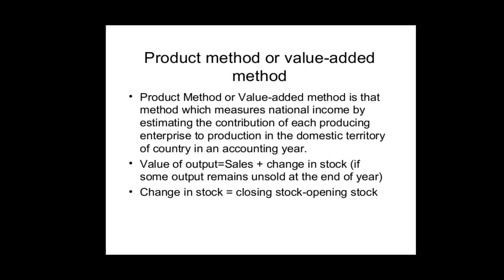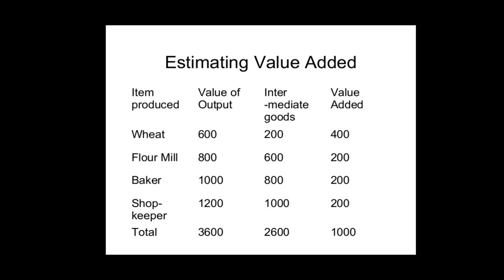This method can be better explained with the help of an example given in this slide. This example involves the production of bread, which passes through three different stages. First, the farmer produces the wheat and sells it to the flour mill. Second, the flour miller turns the wheat into flour and sells it to the baker. And third, the baker makes bread and sells it to the final customer.